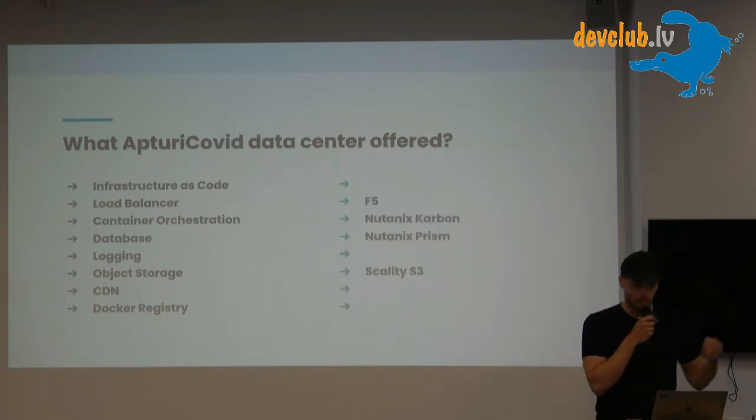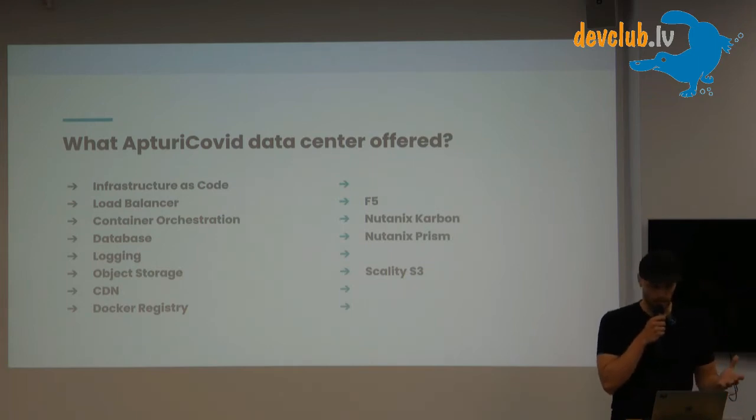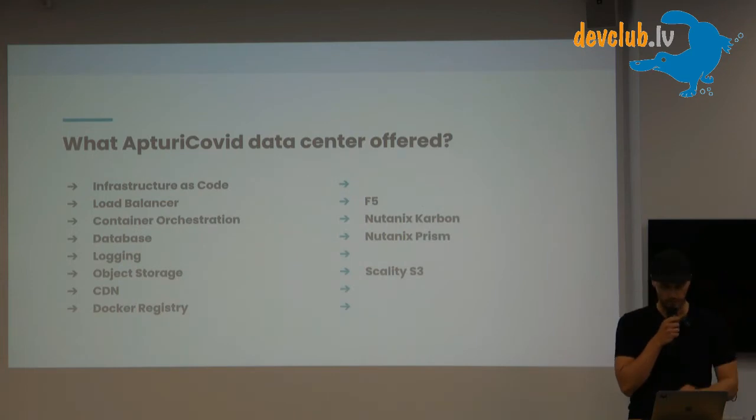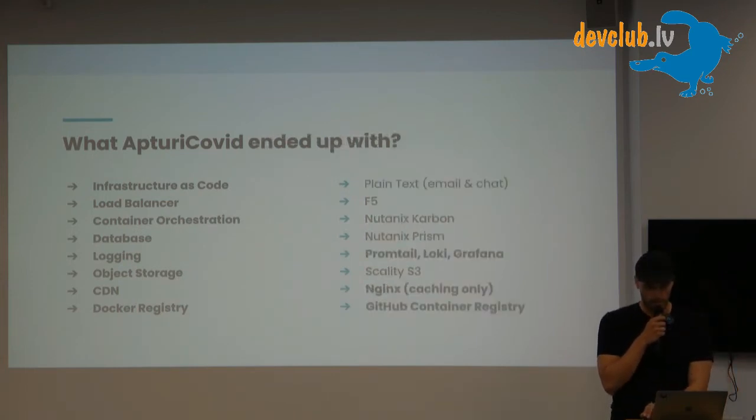So the ApturiCovid data center offered us an F5 load balancer they had. They had Nutanix Karbon and the Nutanix Prism platform set up there, and they had Scality S3, like a self-hosted solution for S3 buckets. And we did need to fill the gaps in between there.